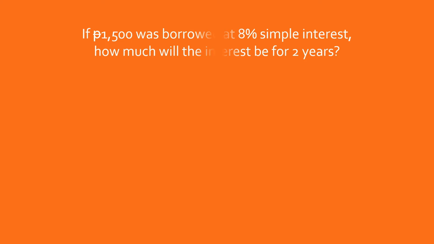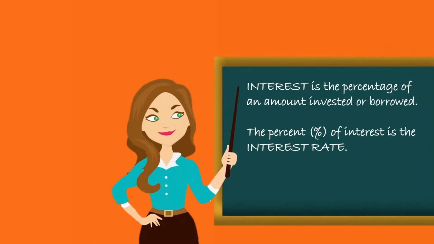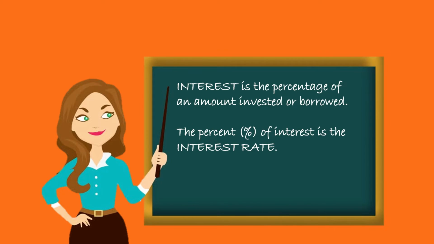Suppose we have here an example. If 1,500 pesos was borrowed at 8% simple interest, how much will the interest be for 2 years? But first, what is interest? Interest is the sum of money paid for the use of another person's money. It is an expense to the one who borrows the money and an income to the one who lends the money. The amount of money borrowed or invested is called the principal. The sum of the principal and the interest is called the amount.